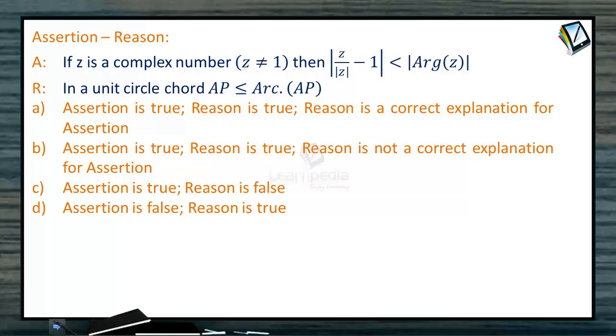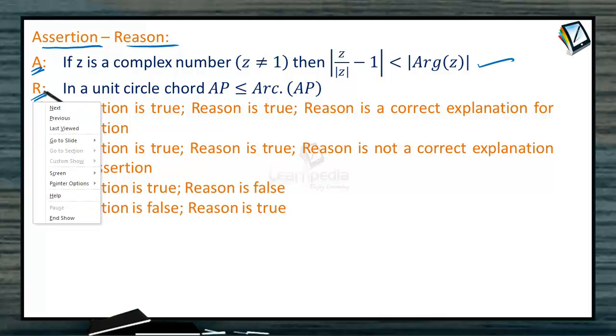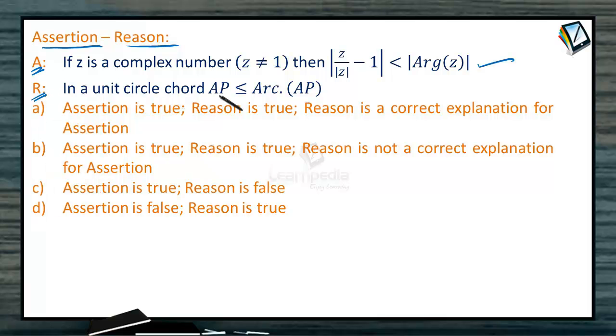Next, let us go to the question, which is an assertion reason. The assertion is, if z is a complex number which is different from 1, then mod of z by mod z minus 1 is less than the argument of z. And the reason mentioned for this assertion is, in a unit circle, the chord AP is less than or equal to the arc AP. So let us find out whether option A is correct, B is correct, C is correct, or D is correct.